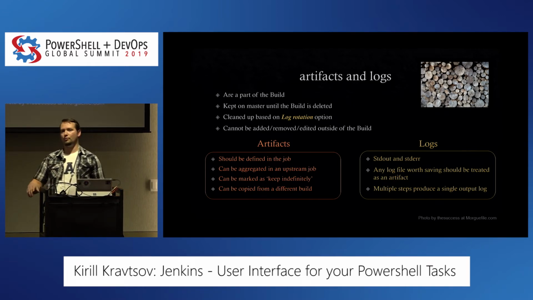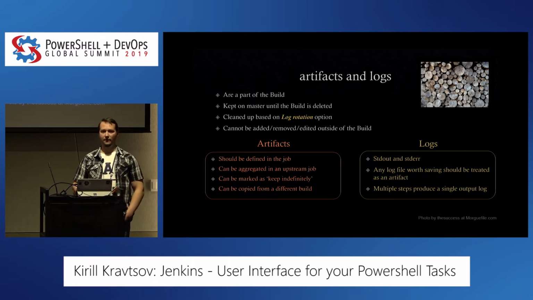Artifacts is what you produce by your build. So it can be a binary, it can be a log file, it can be a web page, it can be anything. So pretty much any file you produce through your build can become an artifact. So why it can become? Because you need to actually explicitly define what is an artifact in your build.